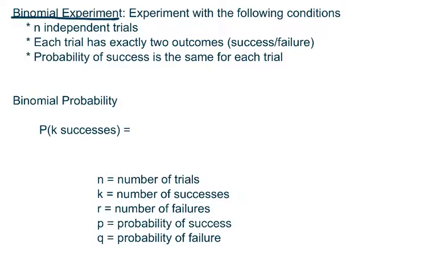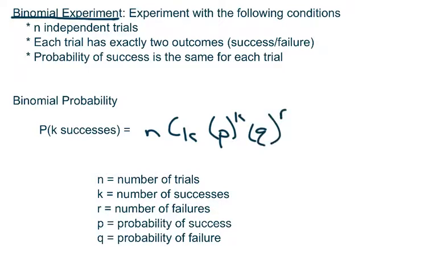So the probability of k successes is equal to nCk. That's where the binomial theorem comes in, because remember the binomial theorem gave us the number of combinations, which is also the number in Pascal's triangle. But we're not going to focus on that. We're going to just focus on the formula. We start with nCk, so of the number of trials, we want to choose a certain number of them to be successful, times p to the k power times q to the r power.